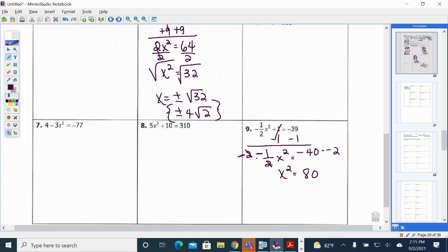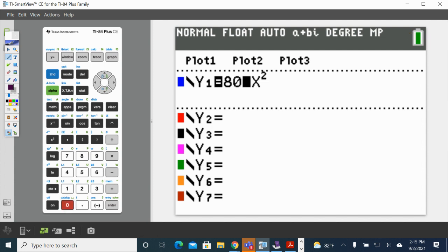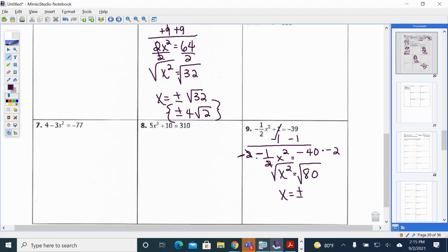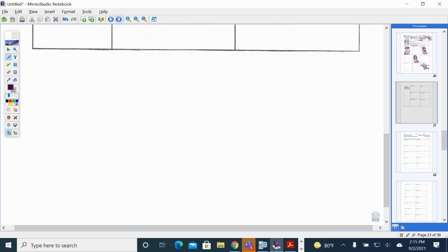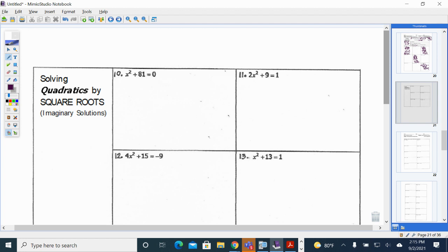And then the next step, of course, is to take the square root of both sides. We get x equals a positive and a negative. We have to simplify the square root of 80. So 80 divided by x squared gives us, should be 4 times the square root of 5. And there's your answer for number 9. All right, let's jump over to the next page here, and let's look at number 10.